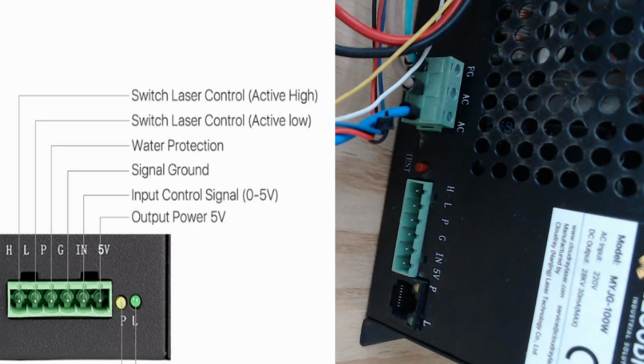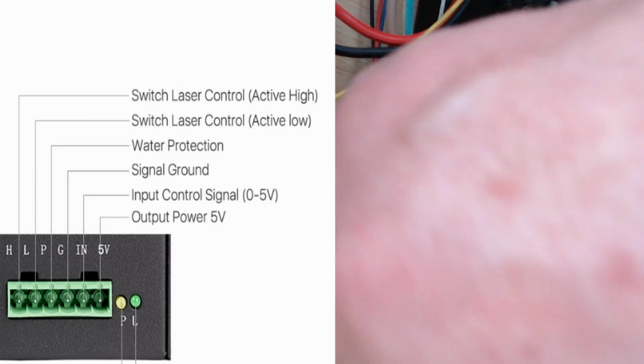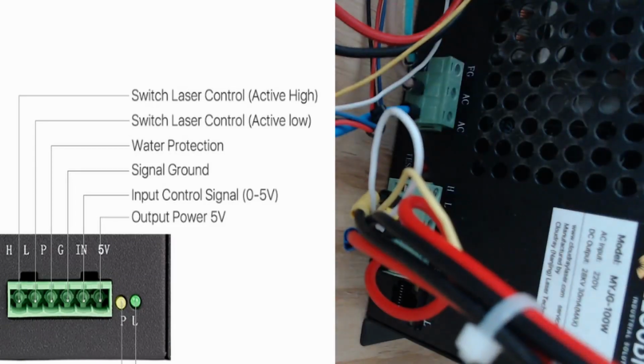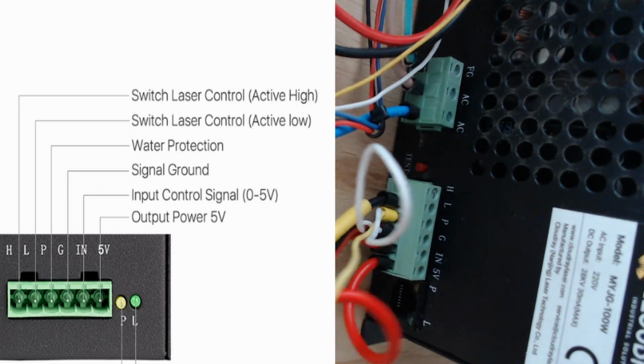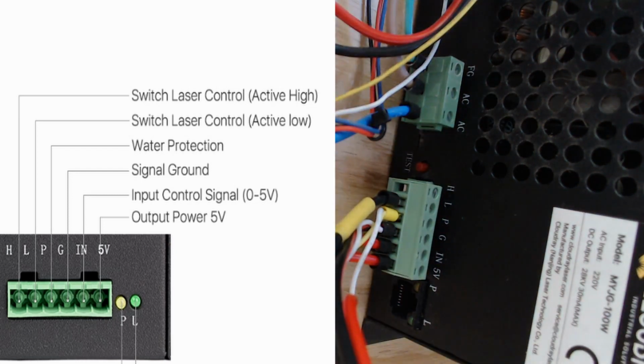Now we can connect our new remote Phoenix connector into the laser power supply. Now note that different power supplies have different pin outputs, so it's important to check yours. We have on this one a high signal, low signal, a P for water protect, a G for ground, the input, and a 5-volt output. So just check that compared to the wiring diagram that I showed you earlier.